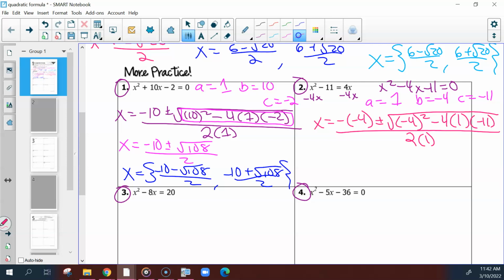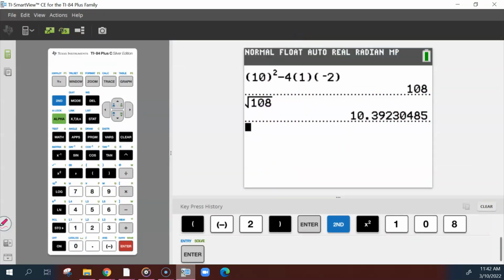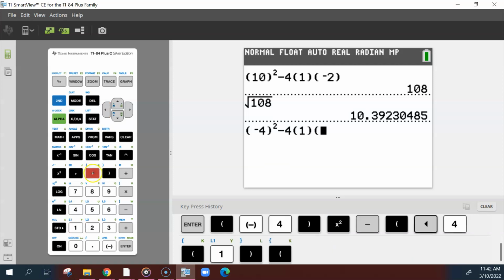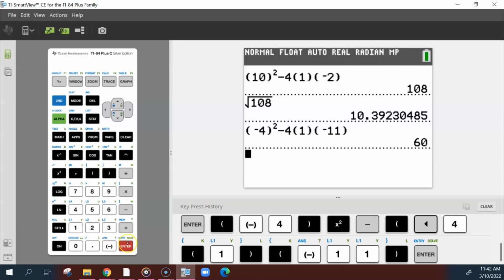Then we can put this inside our calculator, figure out what that number is. Negative 4 squared minus 4 times 1 times negative 11 is 60. Is that a perfect square? No.